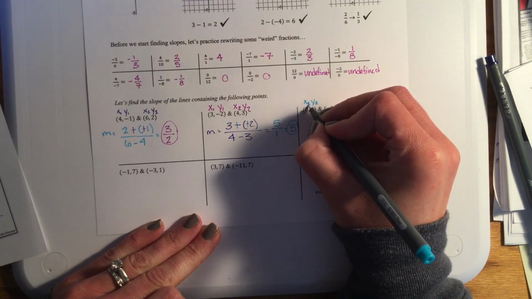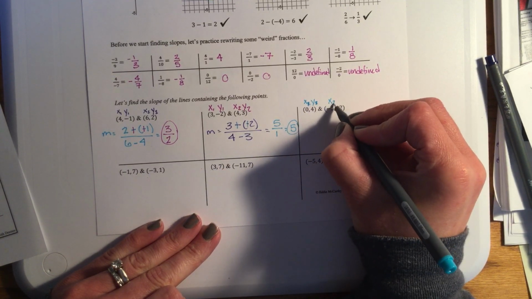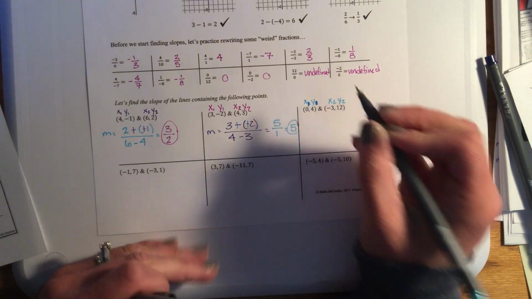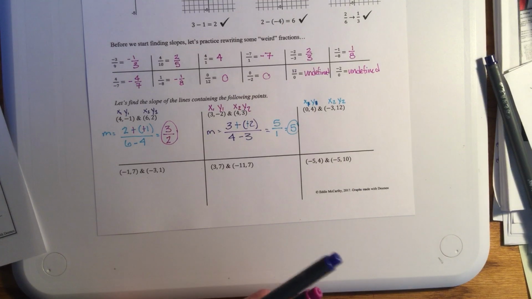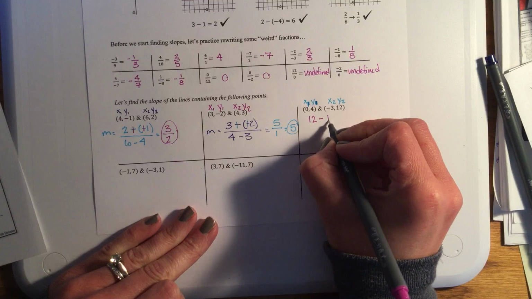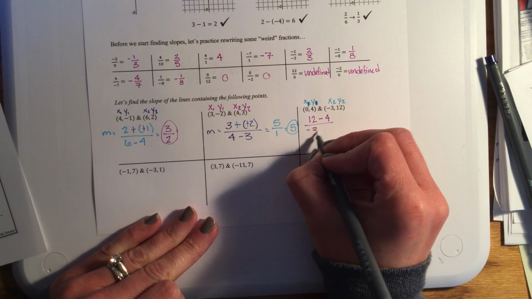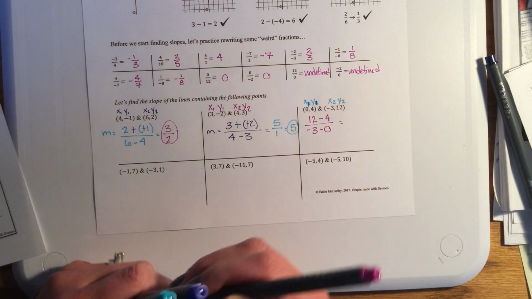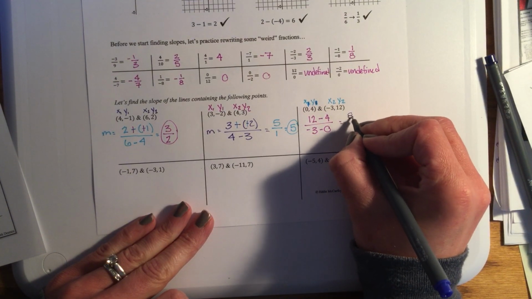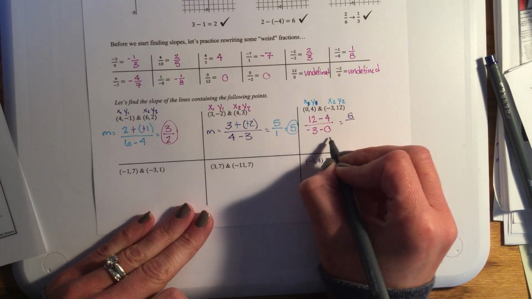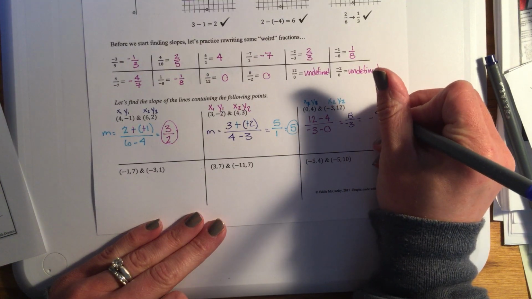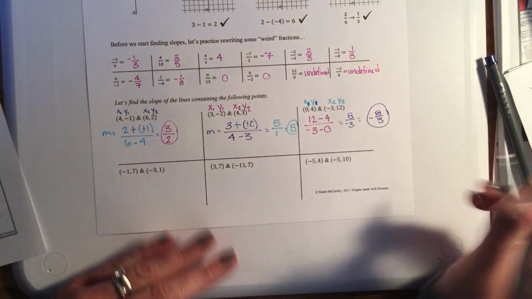x1, y1, x2, y2, and guess what? It really doesn't matter which pair you call your 1s and which call your 2s as long as you stay consistent. So I'm going to have 12 minus 4 over -3 minus 0. 12 minus 4 is 8 over -3 minus 0 is -3. So it just stays -8 over 3. And that's your answer.